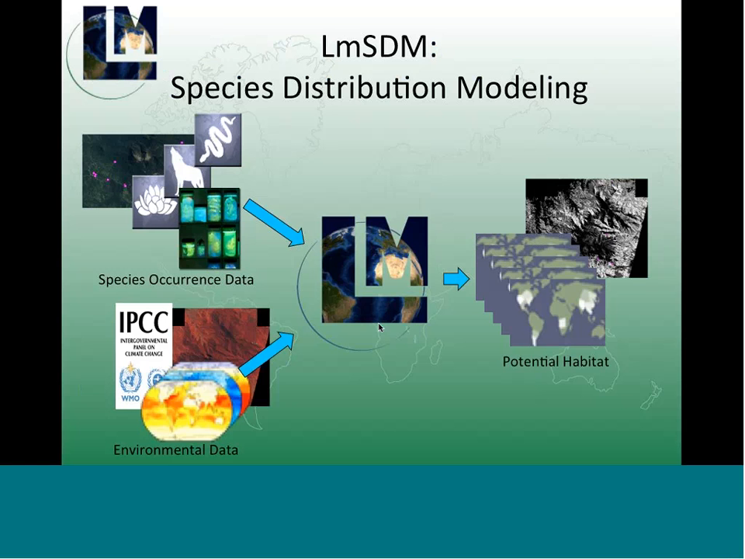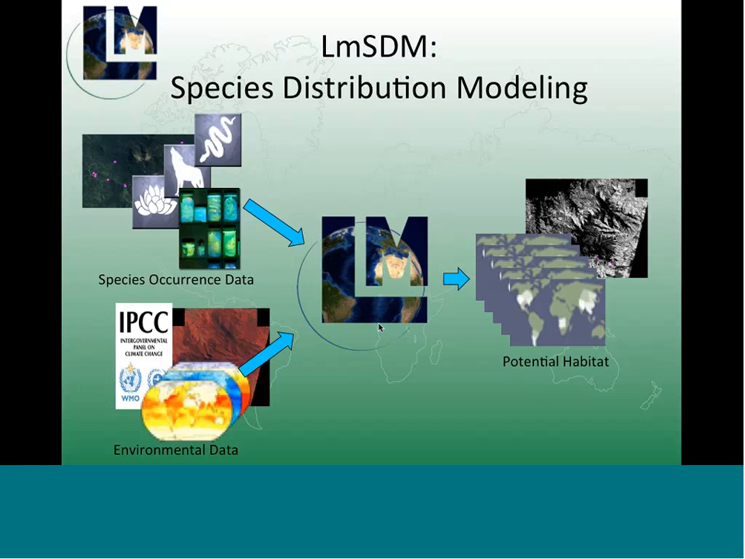So LMSDM is the first module that we built, and it's kind of the basis of Lifemapper to begin with. First, we input species occurrence data. For the archive, that means the GBIF data, which is basically map coordinates of where a species has been found.